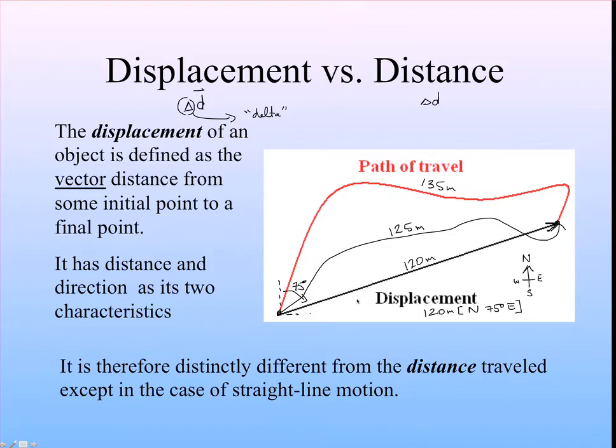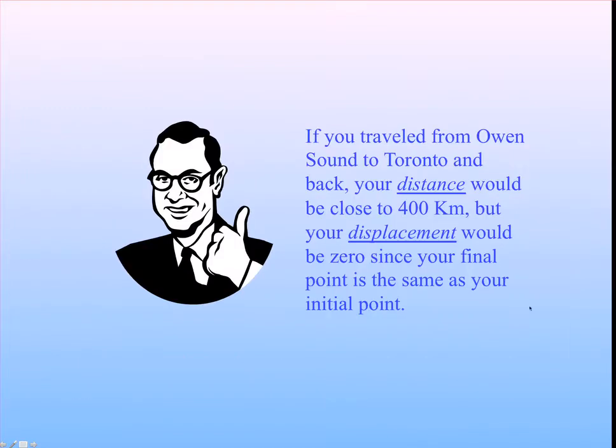And so, if you were to travel from Owen Sound to Toronto and back, your distance would be close to 400 kilometers, because Owen Sound's about 200 kilometers away from Toronto, so you travel 200 kilometers there and 200 kilometers back. Your displacement, however, since you define the start and end of your trip as being in the same spot, your displacement would be 0.